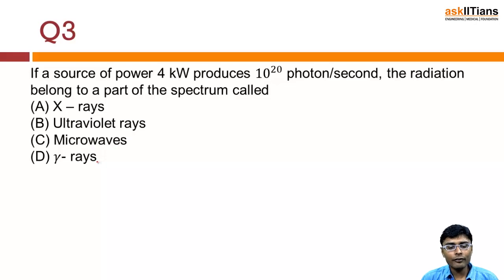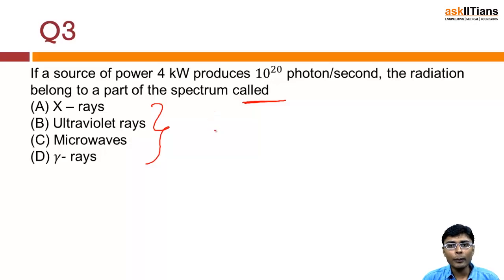So basically for this, first of all we have to determine the frequency. What is the frequency of this radiation? If we are able to find the frequency, we can easily figure out in which spectrum it will lie. I mean the spectrum will be either for X-rays, ultraviolet rays, microwaves or for gamma rays, right? So first of all we have to find the frequency.